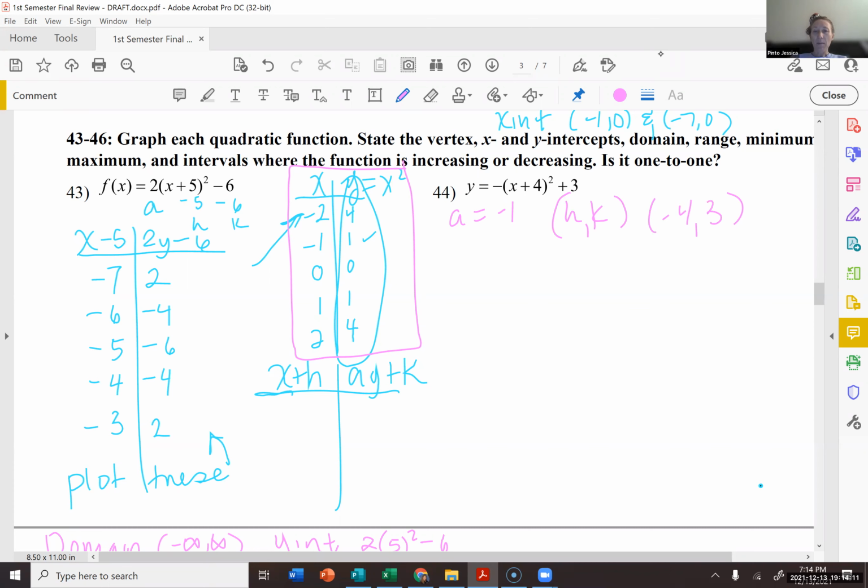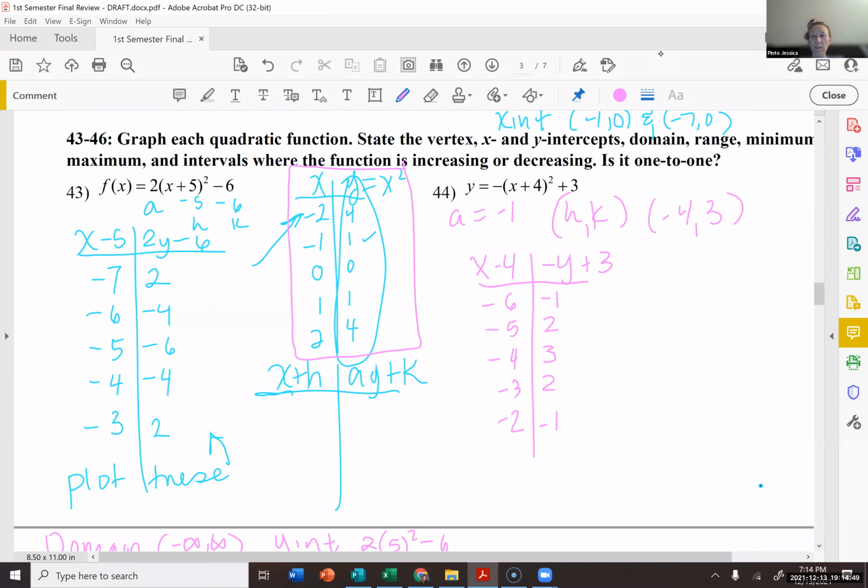And so making my t-table, x plus h, y plus k, that's going to be x minus 4, then -y plus 3. So again, I'm using the x values -2, -1, 0, 1, and 2. So -2 minus 4 is -6, -1 is -5, then -4, -3, -2. And then making all the y values negative and then adding 3: -4 plus 3 is -1, -1 plus 3 is 2, 0 plus 3 is 3, and then back, because they have that symmetry.